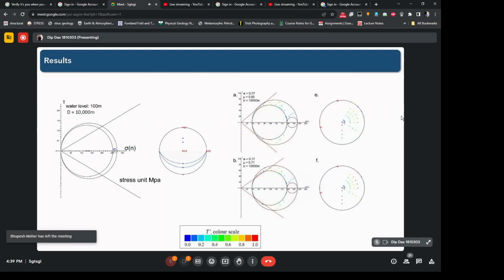That's why it is already stressed because of the India-Eurasia collision, and the impoundment of the reservoir triggers the seismicity. Here, from the models also we can see, both the models show up to 10-kilometer depth, and here I am choosing the maximum water levels, but still we see very low slip tendency. But for the Koyna region at 10,000-meter depth, using only the hydrostatic gradient, we see the fault planes are already critically stressed here.